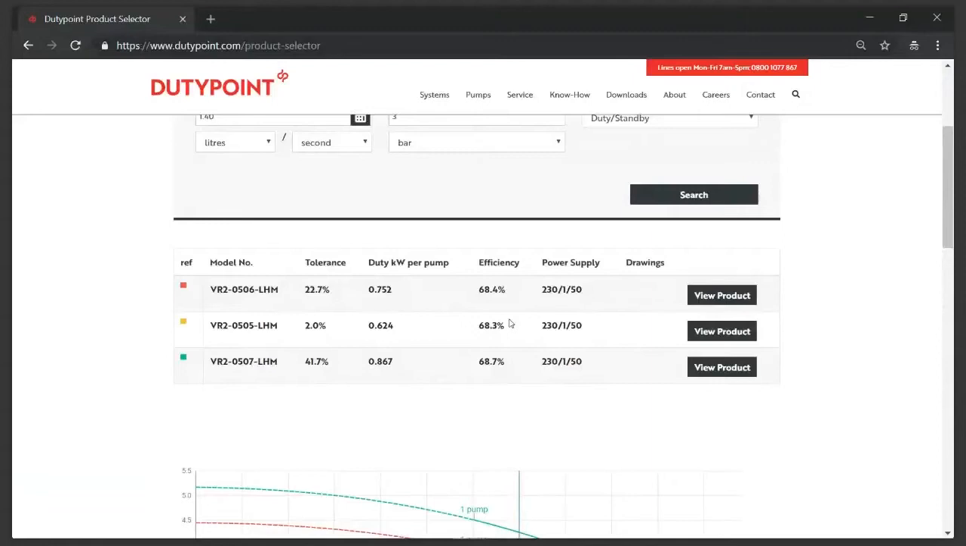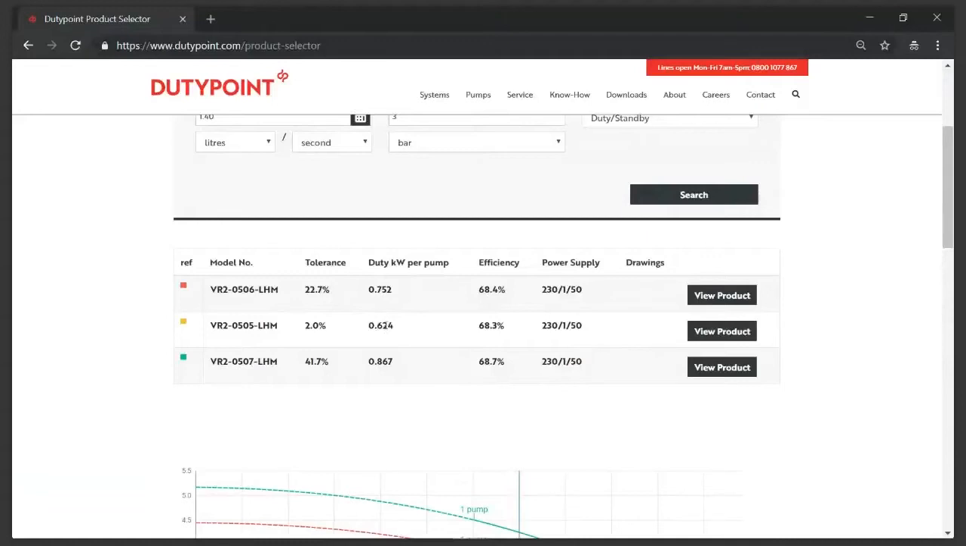So for this pump here, 68.3% efficiency means that when you put in 0.624 kilowatts, you get 68.3% of that 0.64 kilowatts actually at the impeller. That's a fairly decent amount. It can be higher, it can be lower. But if we look at these 3 efficiency ratings, they're all pretty similar. Whereas in actual fact, the energy that you're using is quite different.